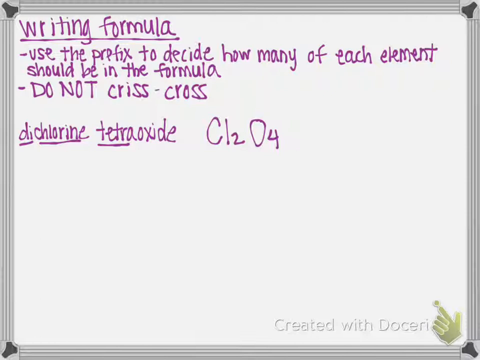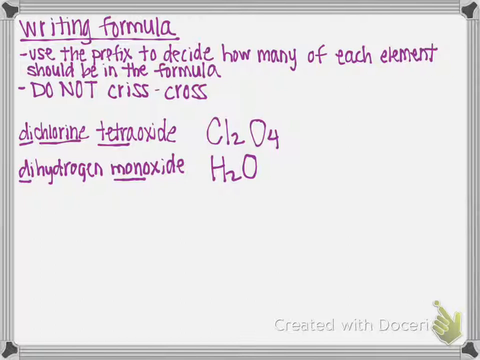Another example, if we had dihydrogen monoxide, right, so you look at your prefixes. Di means 2, so 2 hydrogen, H2. Monoxide, so mono is your prefix for 1 oxygen, H2O. So the actual name for water, or H2O, is dihydrogen monoxide.